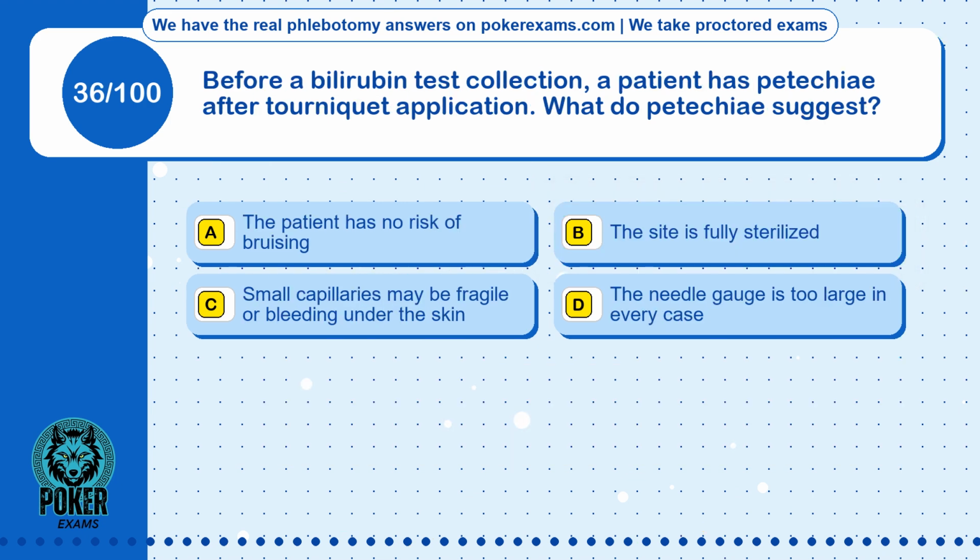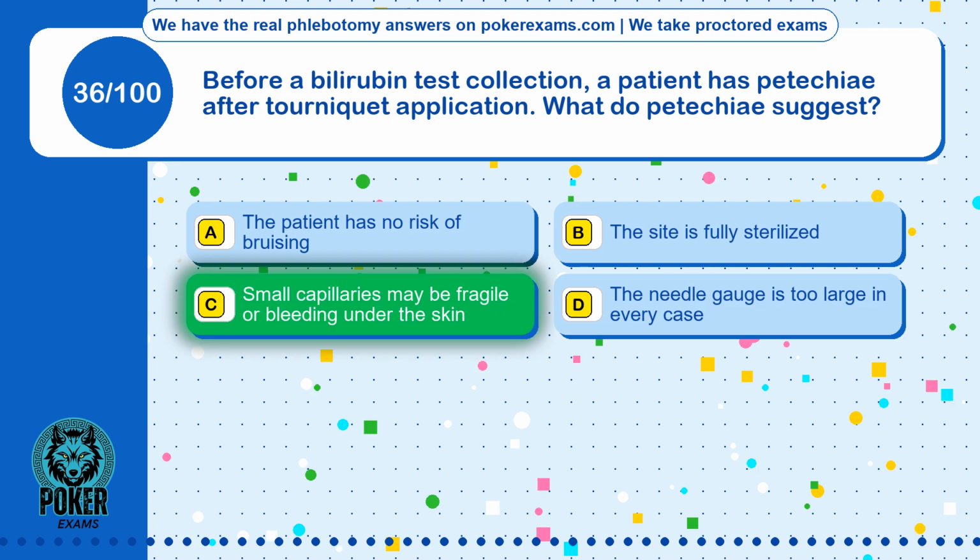Question 36. Before a bilirubin test collection, a patient has petechiae after tourniquet application. What do petechiae suggest? Option A. The patient has no risk of bruising. Option B. The site is fully sterilized. Option C. Small capillaries may be fragile or bleeding under the skin. Option D. The needle gauge is too large in every case.